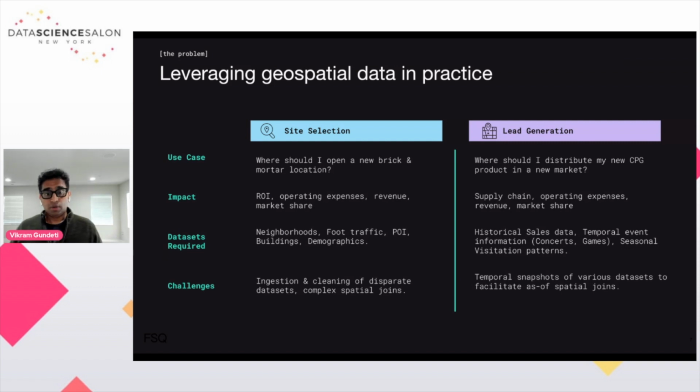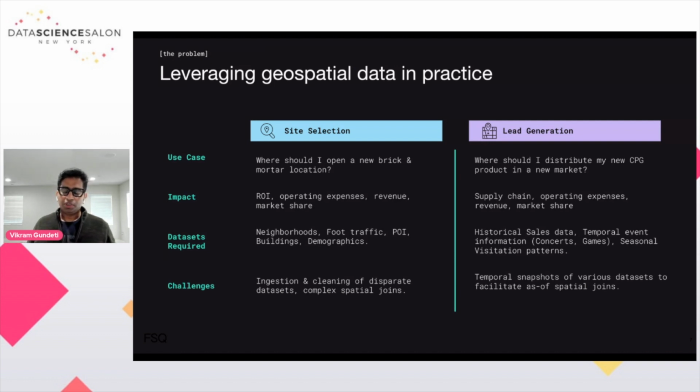Now, let's talk through another example, which is lead generation, like where do you want to stock up your product to optimize your supply chain, and why is this important? If you make a bad decision, your operating expenses will grow because your product is not selling, or you will lose revenue because you are not stocking it up in the appropriate places where there is demand.